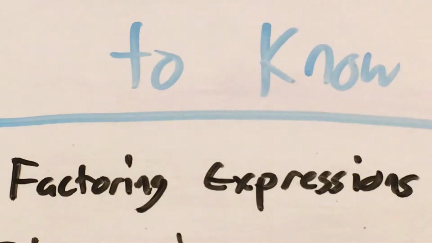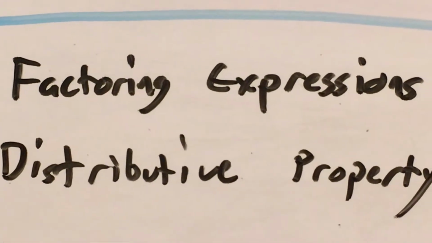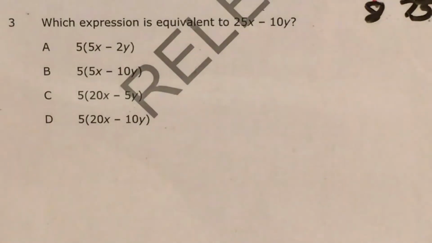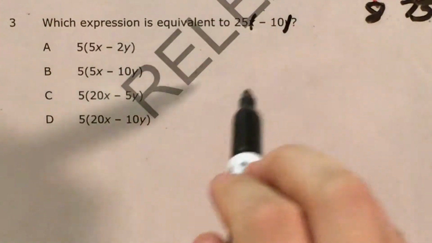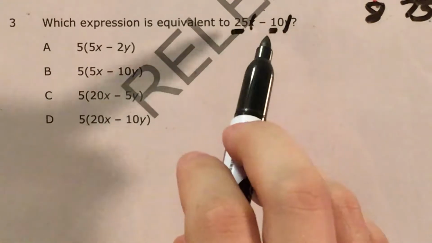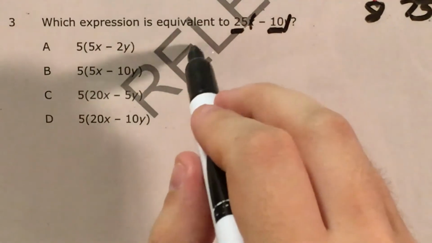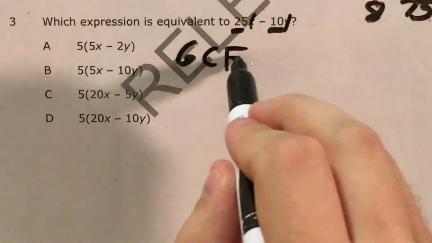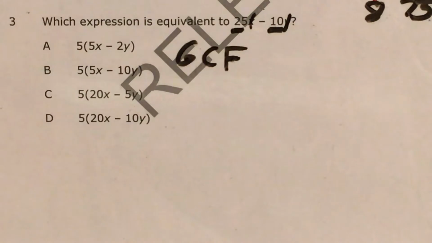The first way involves factoring the expression, and the second way involves using the distributive property to try each of the answer choices. So I'll do it the first way first. If I want to factor an expression, the first thing I'm going to do is ignore these variables. And I just want to focus on my numbers. So in this case, 25 and 10. Now I want to look for what's called the GCF, or greatest common factor of these numbers.